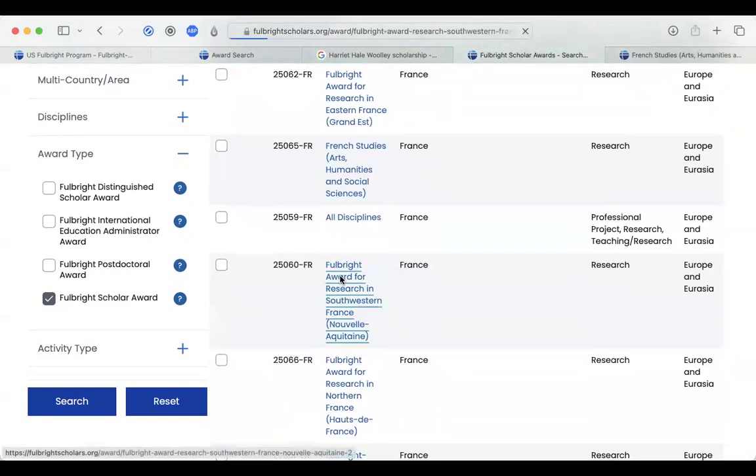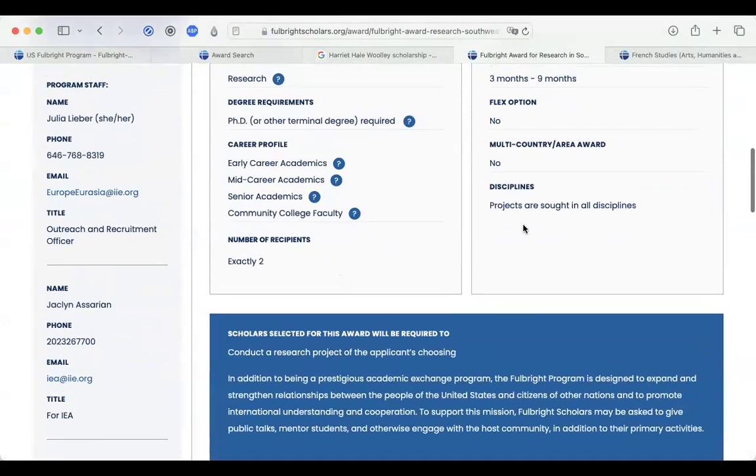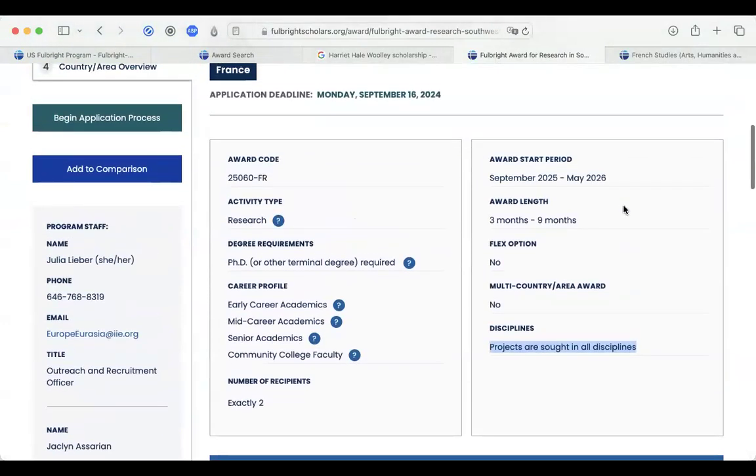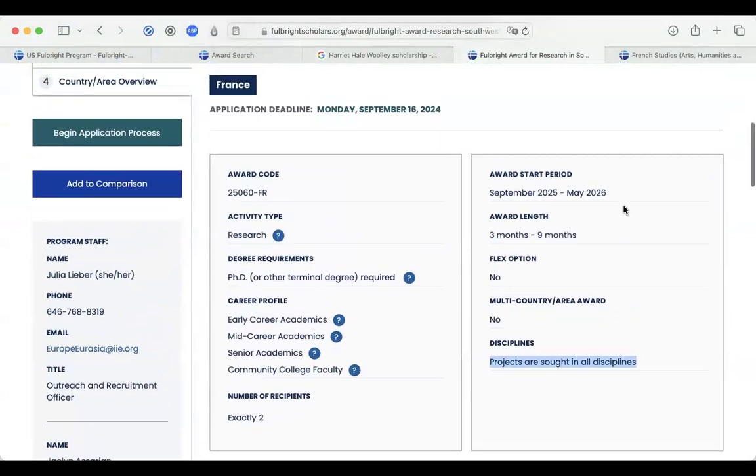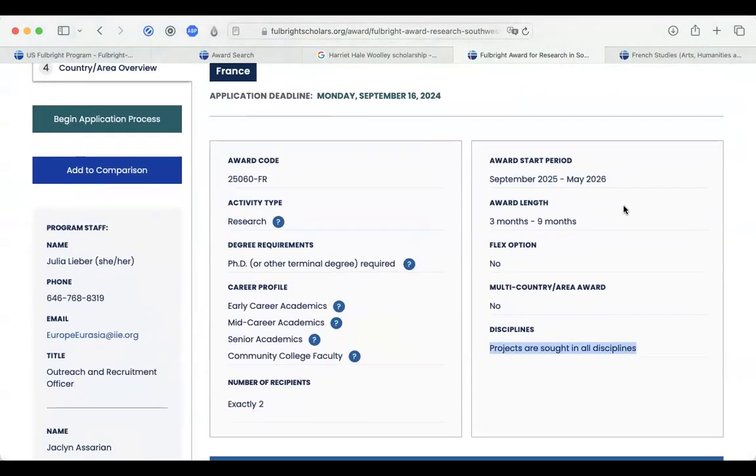Let's take a look at Southwestern France. And we see that it's sought in all disciplines. So if you are not bound to a particular area, but the general geography of the country is fine, we see, oh, there are 2 awards instead of just 1. So if you're applying for this specific category, it's actually open to all disciplines. So we're not limited to just the one that we saw earlier.